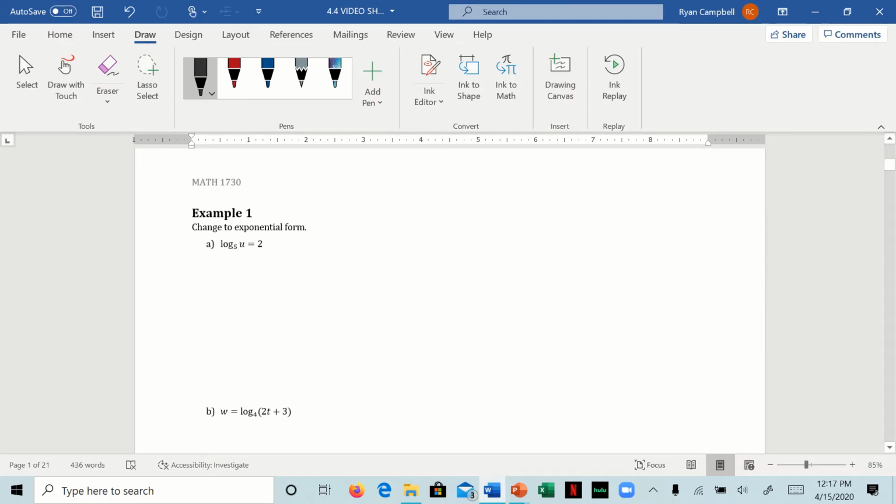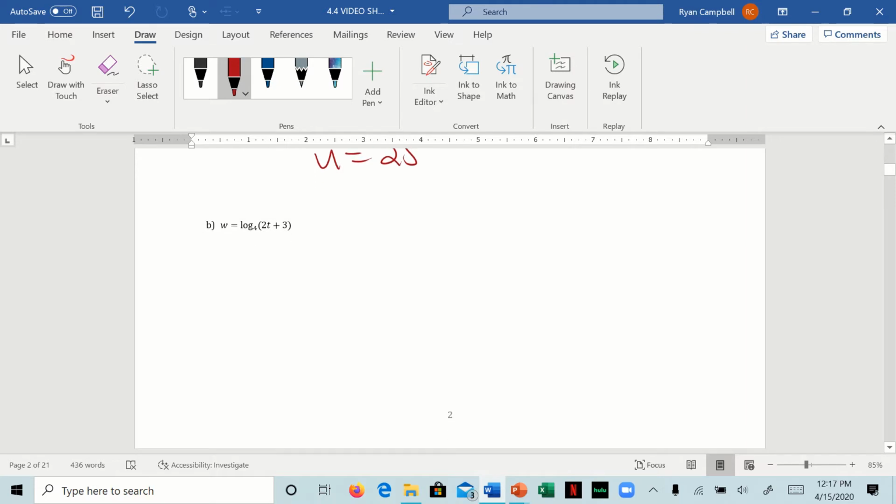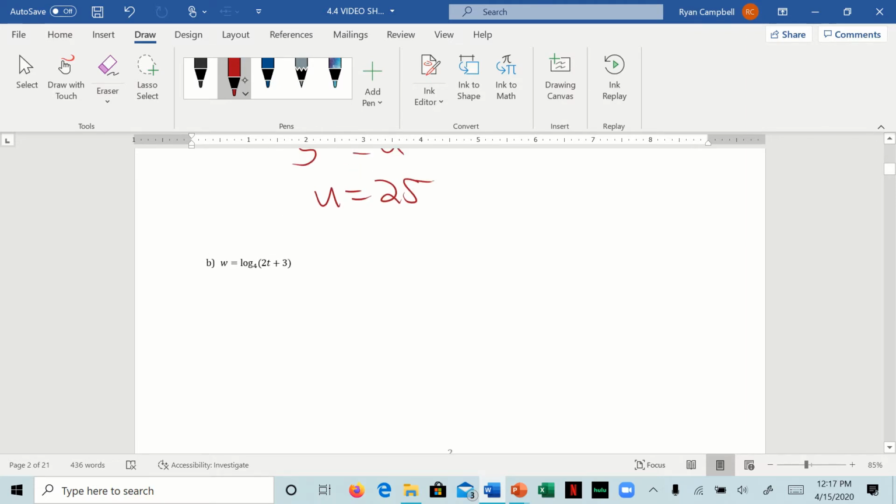Cool. So let's change the following into exponential form. We see that's going to be 5 squared equals u. So then u would just be 25. That's it. All right, part B. If we want to put the w on the other side, make it a little easier on us maybe, we can see it's 4 raised to the w equals 2t plus 3. And that's it.